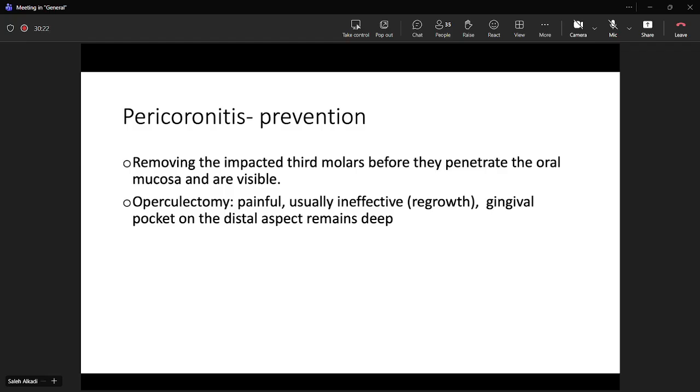However, it's a painful procedure afterward. Usually it's ineffective. You end up having the operculum regrowing again over the impacted third molar. And you don't resolve the problem of the pocket at the distal aspect of the second molar. It's also not effective in certain types of impaction of third molars, like horizontal or mesioangular impactions, because they still have a deep pocket at the distal aspect of the lower third molar. So it's not routinely used to prevent pericoronitis.